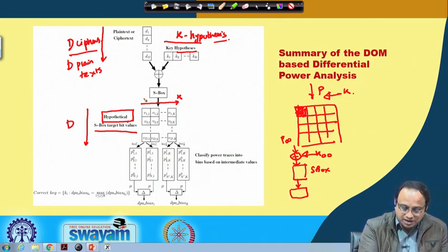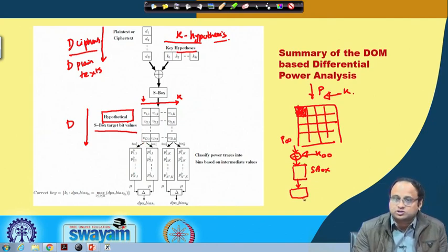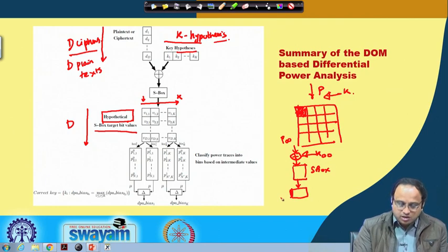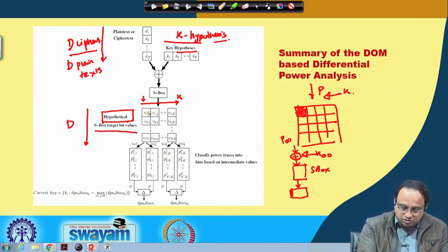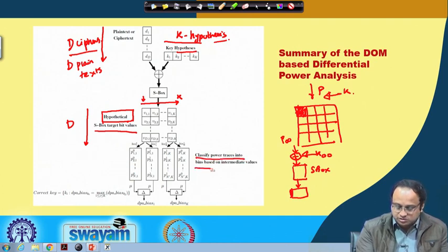Imagine that I make a guess here, and then I do it for all the corresponding d plain texts. I evaluate the output of the S box, and I target any one of the bits. Let us target the MSB, for example. So for all these values, this value can be either a 0 or a 1, and depending upon that I classify the power traces into bins based on these intermediate values.